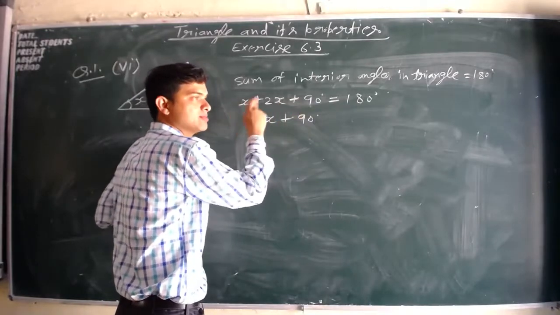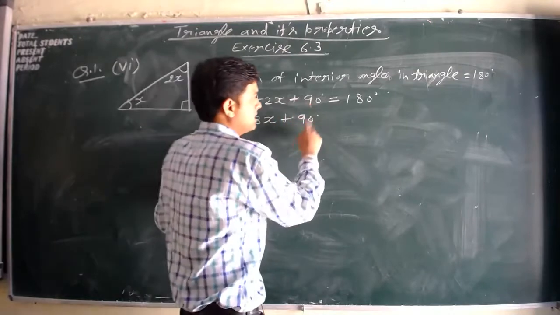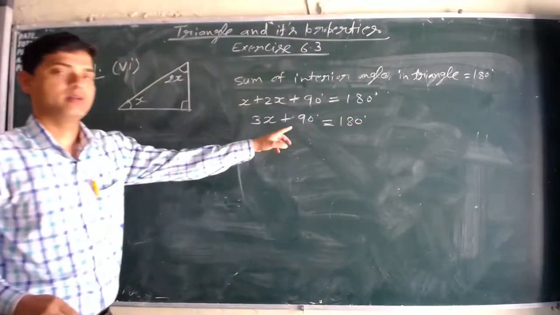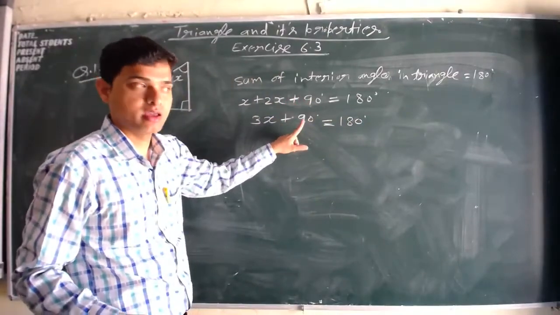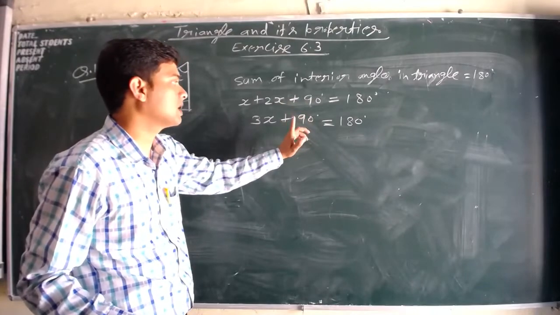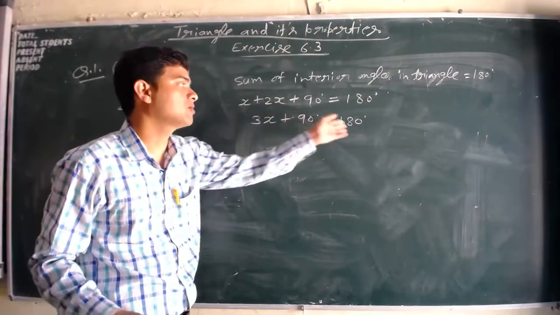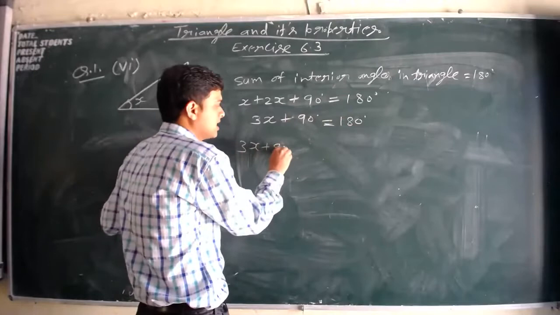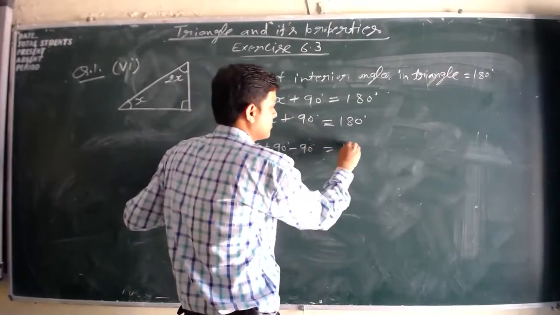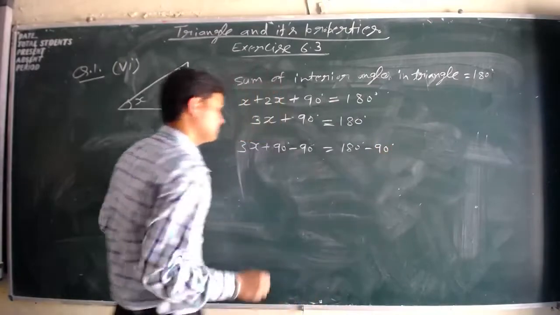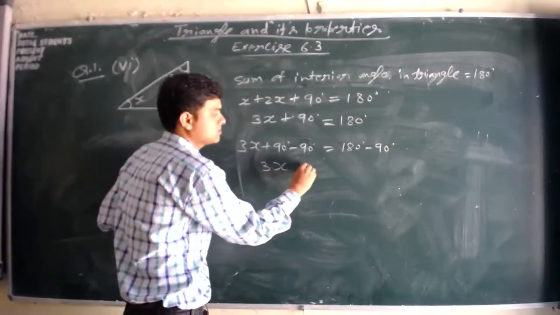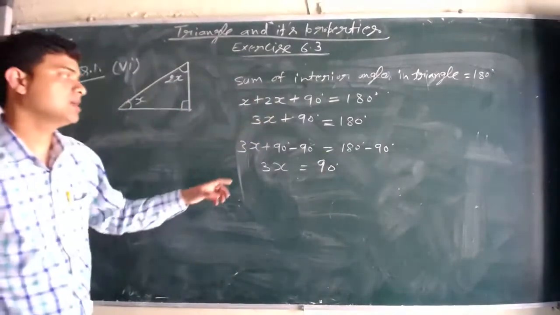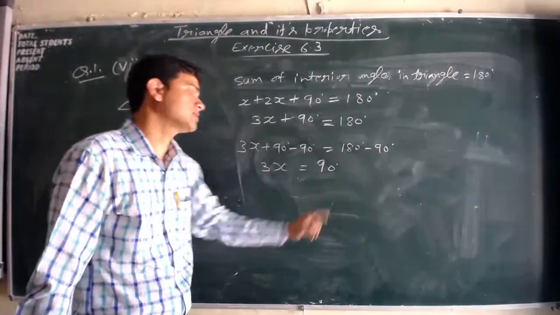x plus 2x, 1x plus 2x is equal to 3x. 3x plus 90 is equal to 180. Now we have to solve this equation. First of all, we have to eliminate this. For elimination, we have to subtract the same amount from both sides. It means to eliminate 90, we subtract 90 from both sides. 180 minus 90. Clear? 90 minus 90 equals 0 and 180 minus 90 equals 90.